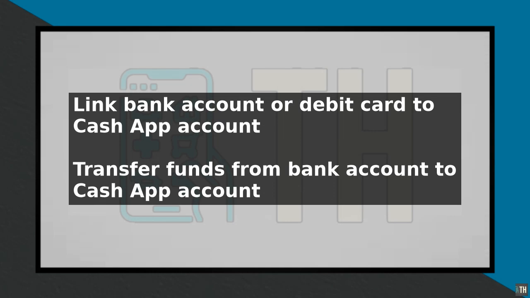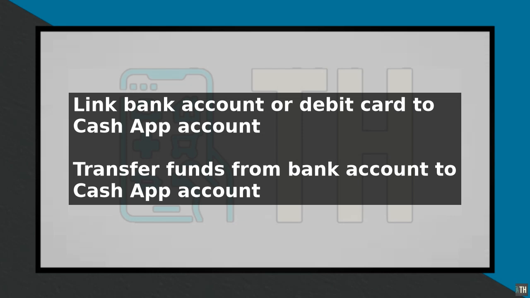To add funds to your Cash App card, link a bank account or debit card to your Cash App account. You can do this by selecting the Banking tab at the bottom of the screen and following the prompts. Once your account is linked, you can transfer funds from your bank account to your Cash App account. You can also use the Cash App to receive direct deposits, such as your paycheck.